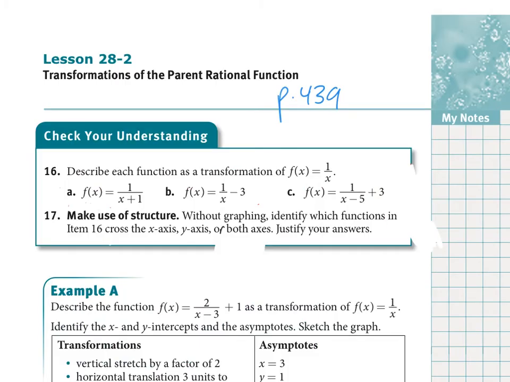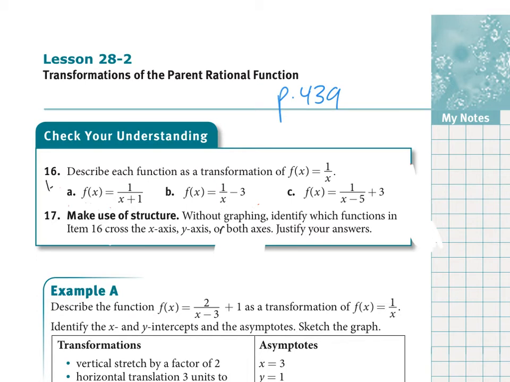Okay, we're closing in on the end here, putting everything together. On 16, we're going to take a look and just describe each of these. So go ahead and pause and try that yourself, and then I'll reveal for you which way they're shifting. And then in number 17, same thing. Once you know which way they shift, are they going to cross the x-axis? Just have that picture in your head of whether they cross the x-axis, y-axis, or both. And so as I look at this with A, pause, I'll reveal the answers now.